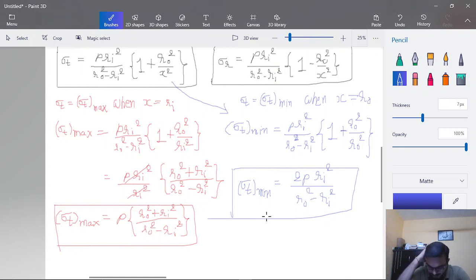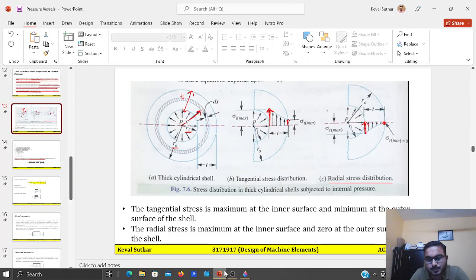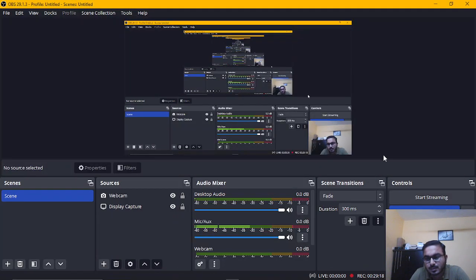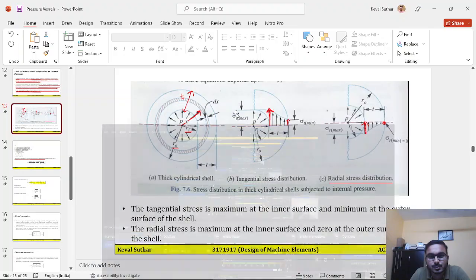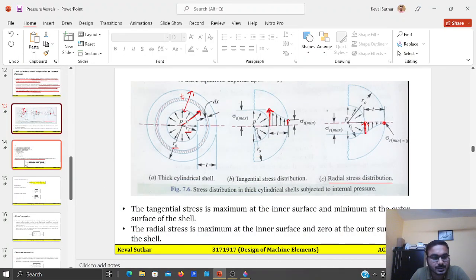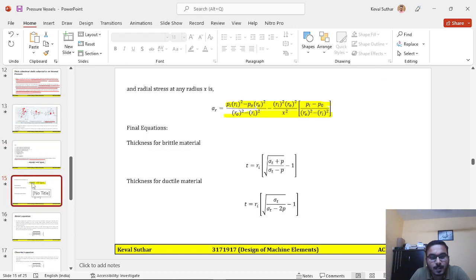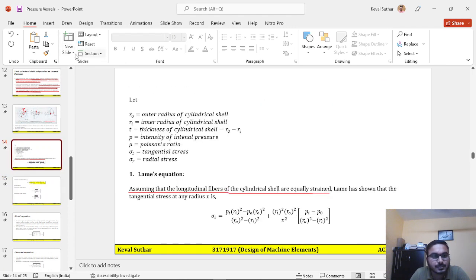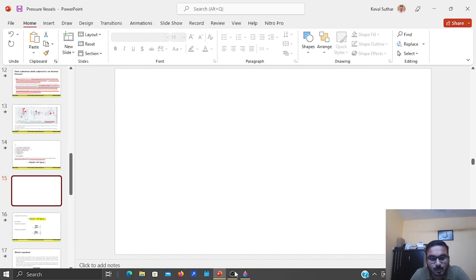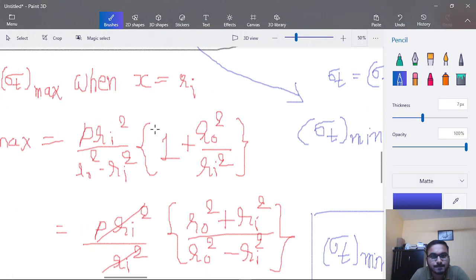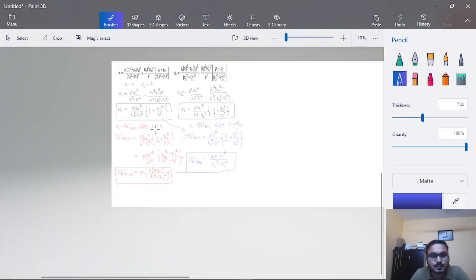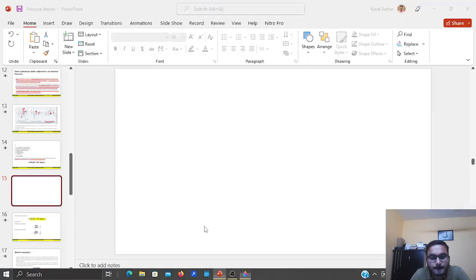Okay, so what we will do is we will stop here. Let me add a few slides so that we can copy this data over here. I think we will take this entire thing in one slide.